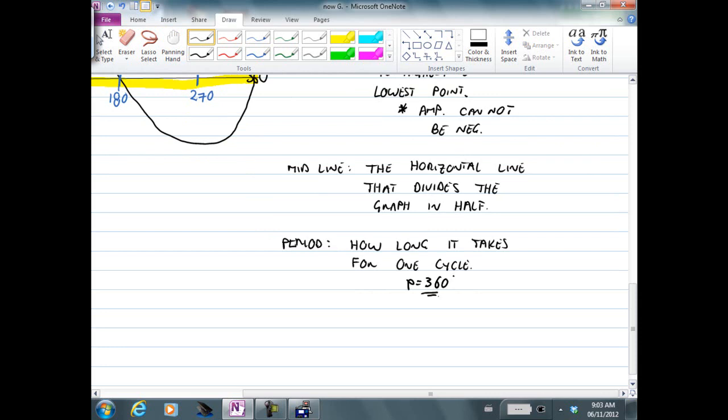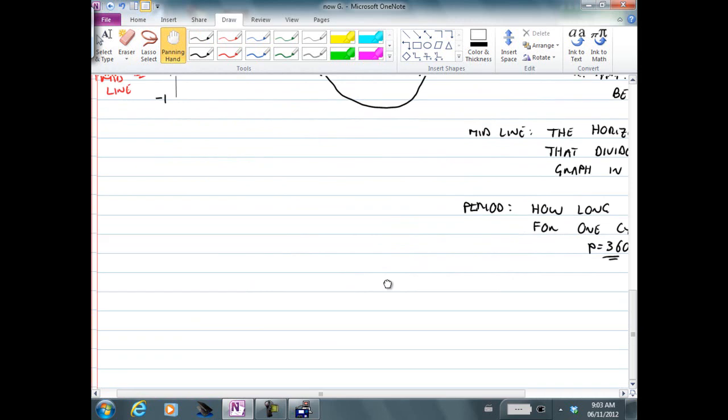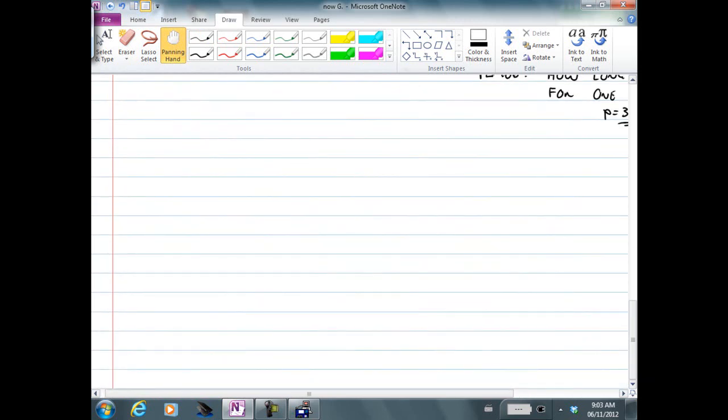Okay, I'm going to give you a question. Draw this out, and you can tell me amplitude, period, midline, and all this stuff. Good luck. Where do we use this? By the way, if you're into engineering, this sort of thing is used on a daily basis.